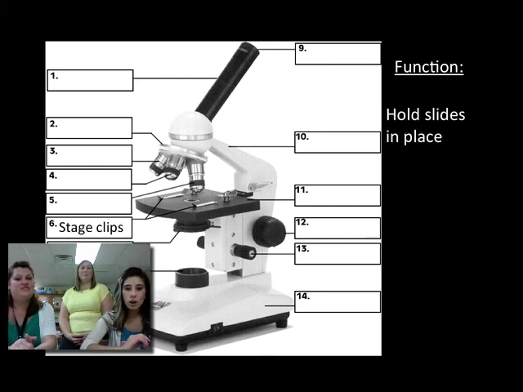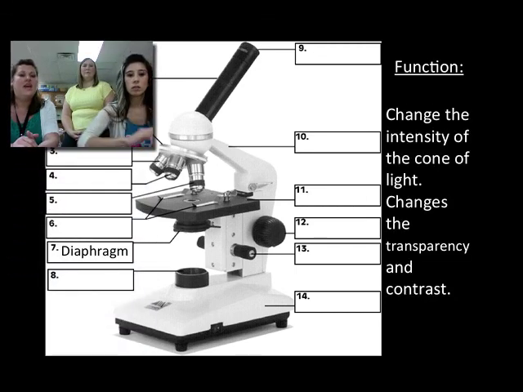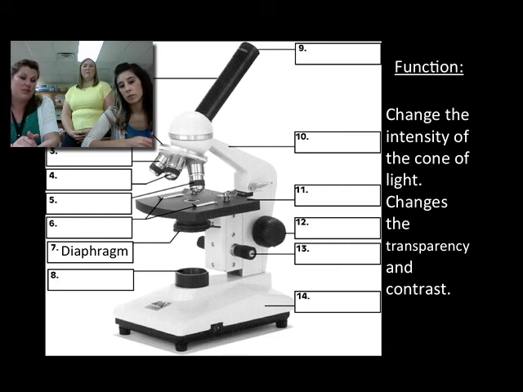These are stage clips, number 6, and that's where you will put the microscope slide underneath. Their job is to hold that slide in place so it's not sliding around and you're not dropping it on the table. And this is the diaphragm. It changes the intensity of the cone of light that comes through, and it changes the transparency and contrast. So if you need to adjust that to see your image a little bit better, that is what you would use.